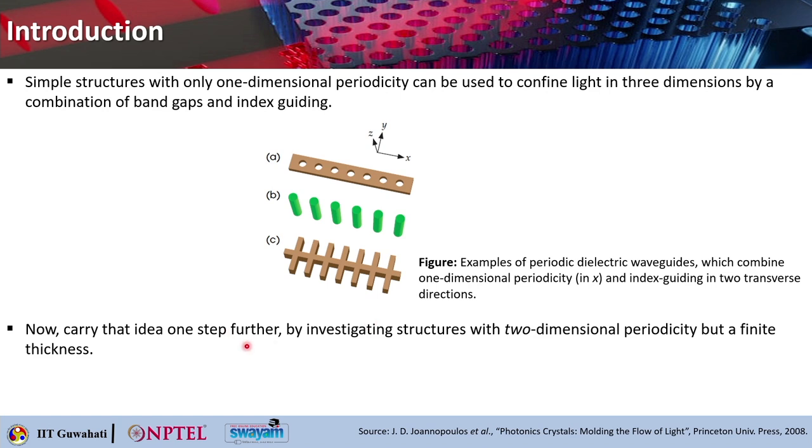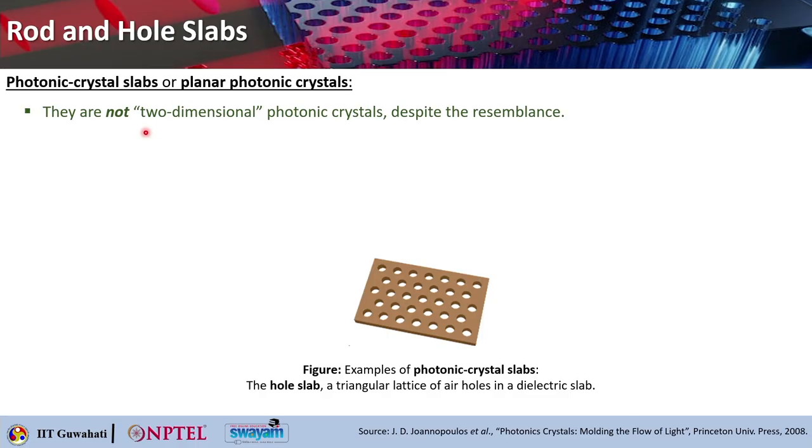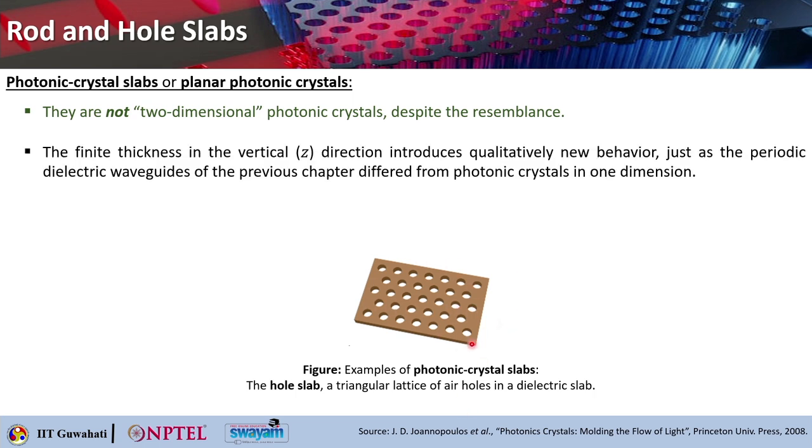Now let us carry that idea one step further by investigating structures with two dimensional periodicity but with a finite thickness. This kind of hybrid structure is known as a photonic crystal slab, or you can also call it a planar photonic crystal. So that's where our discussion on rod and hole slabs begins. These are not perfectly two-dimensional periodic crystals despite their resemblance. If you remember the definition of two-dimensional photonic crystals, the third dimension should be continuous, but here it is not because they have a finite width.